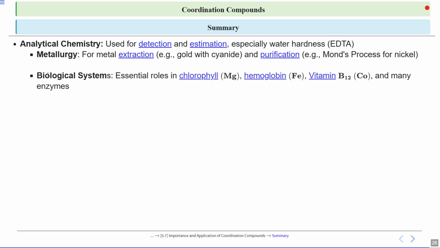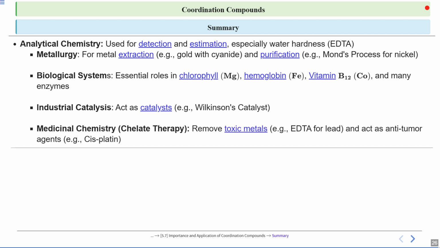Then we saw the next field, biological systems, where essential roles are played by magnesium in chlorophyll, iron in hemoglobin, cobalt in vitamin B12, and many enzymes. We also use coordination compounds in industrial catalysis, for example Wilkinson's catalyst. Medicinal chemistry is also a field, with chelate therapy for the removal of toxic metals, for example EDTA for lead, and anti-tumor agents like cisplatin, as we have seen.